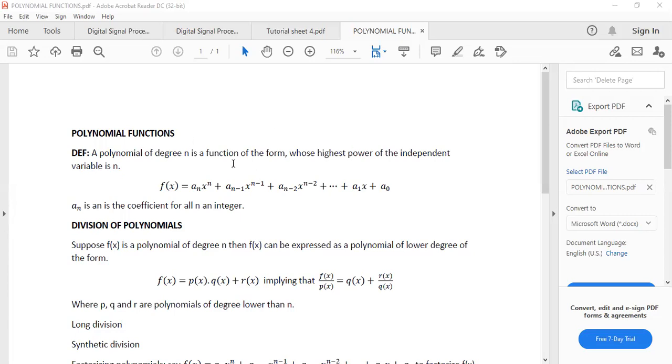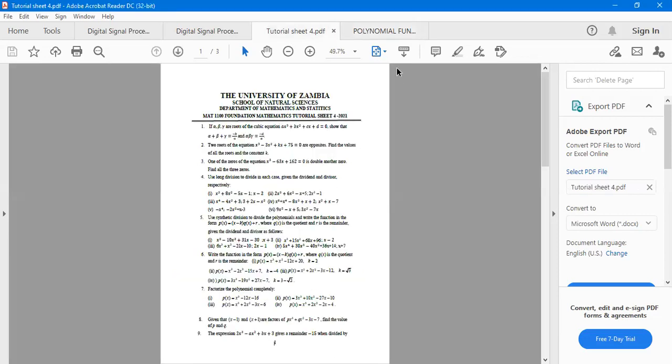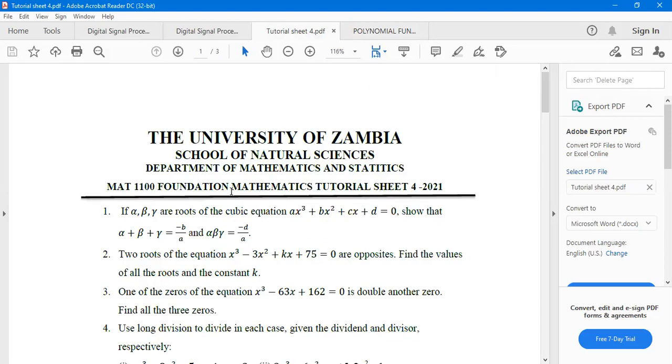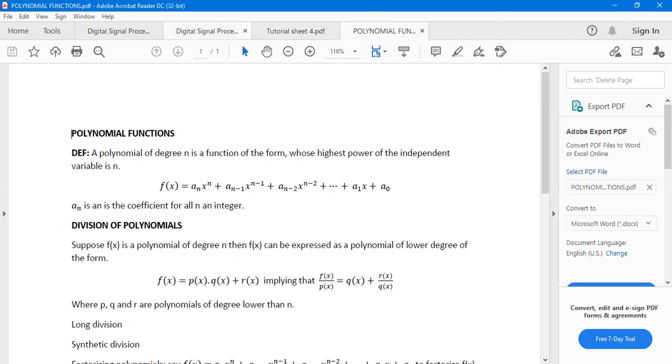Okay, so then we'll look at some questions from tutorial sheet 4. I received Math 1100 Foundation Mathematics tutorial sheet 4 of 2021. Let's go straight into our topic of discussion today.